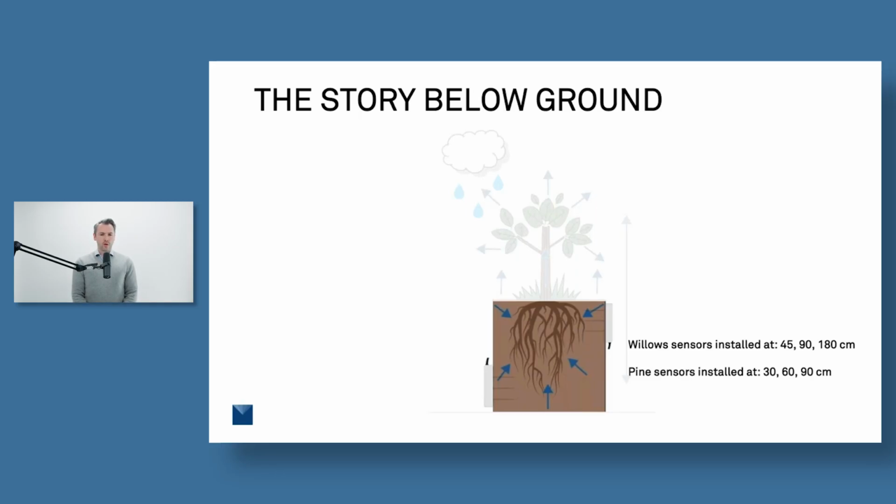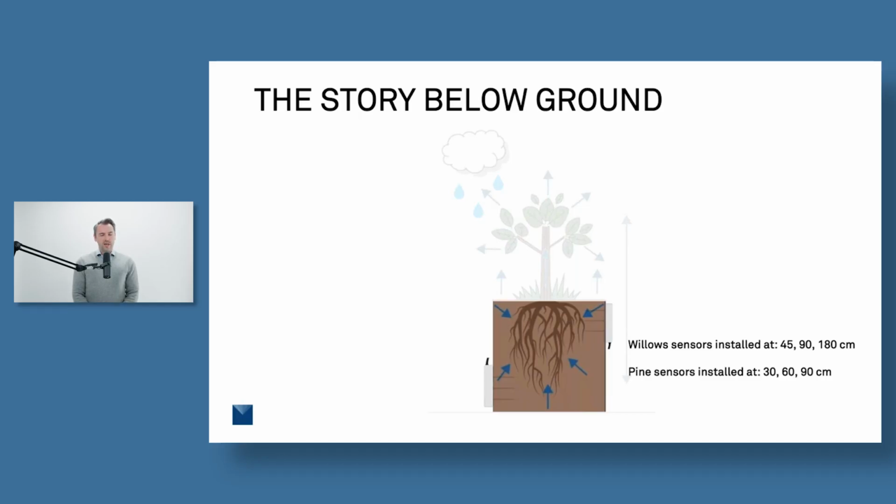So we installed our water content sensors at the willows at 45, 90, and 180 centimeters down, with the understanding that the willow root system probably doesn't go down to 180 centimeters from most reports, but we wanted to see if we could get down below that root zone.